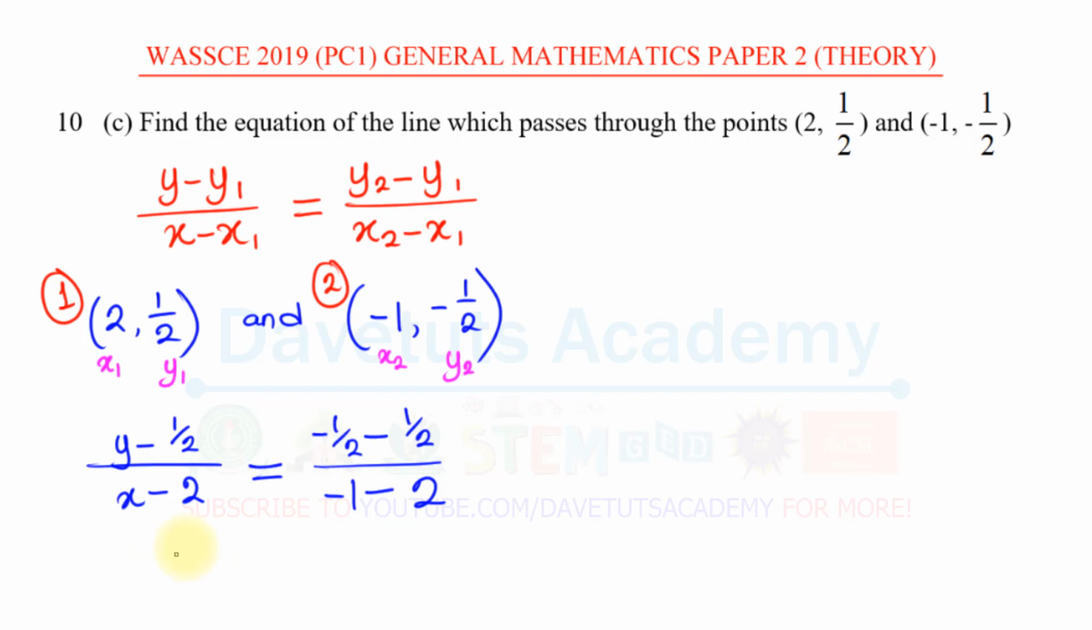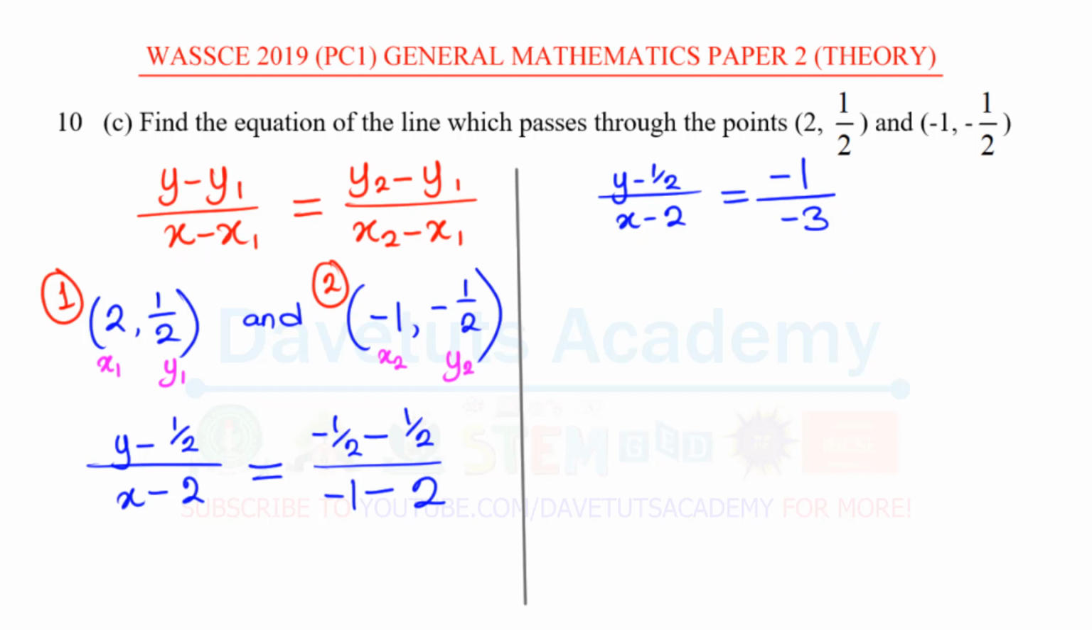Let me just try and write it out here now. If I can divide the board in two. So you can just see that means we have something like this. y minus 1 over 2, over x minus 2, is equal to, look at this, minus half minus half. It's like saying minus 0.5 minus 0.5. That will be minus 1. And 1 as a whole number, minus 1 minus 2, that will be minus 3.